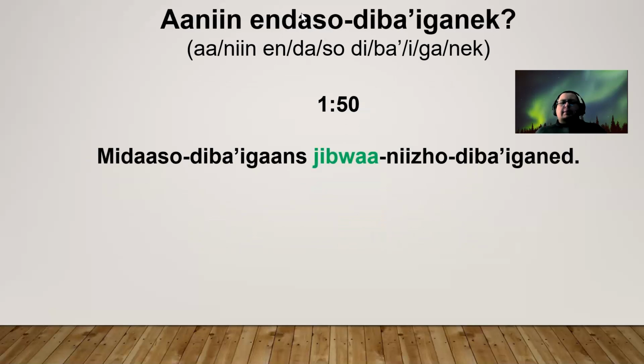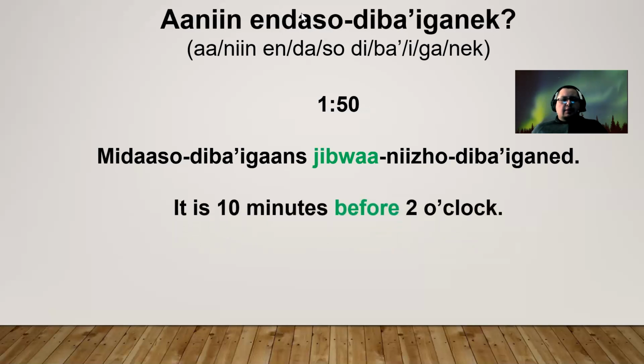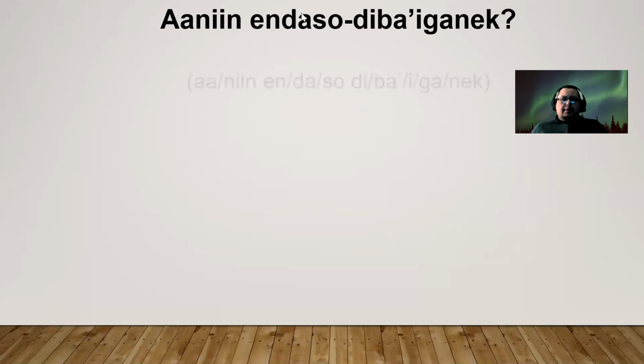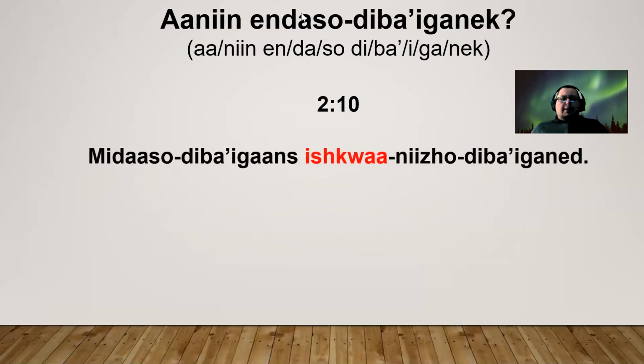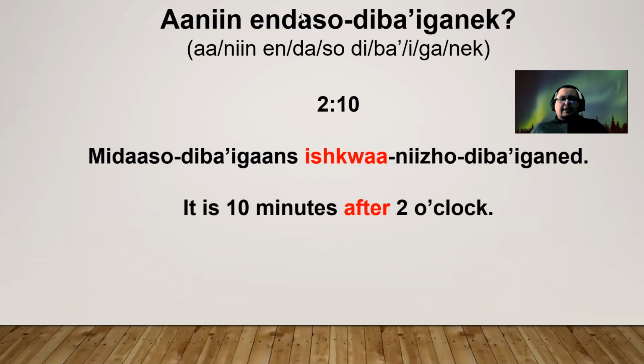So right now we have endaso-diba'iganek, Jibwa nijo diba'iganek. Endaso-diba'iganek, 10 minutes, Jibwa, before, nijo diba'iganek, 2 o'clock. It is 10 minutes before 2 o'clock. The opposite of that, 10 minutes after 2, endaso-diba'iganek, Ishkwa nijo diba'iganek. It is 10 minutes after 2 o'clock.